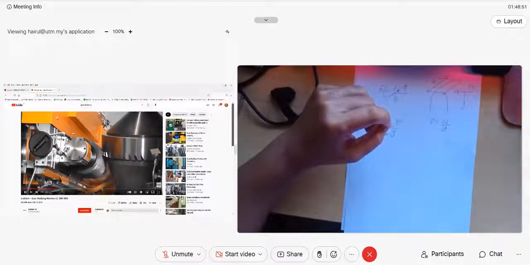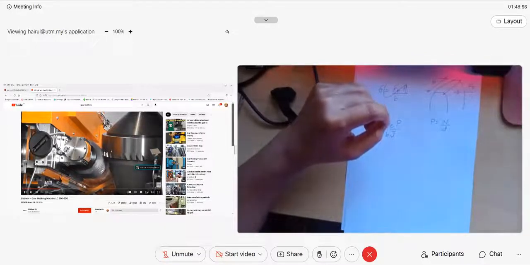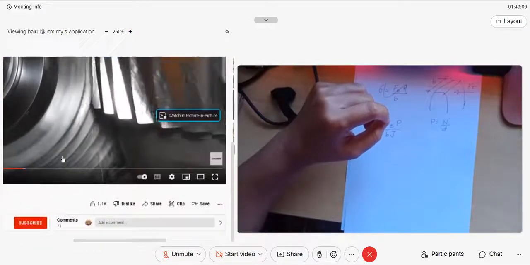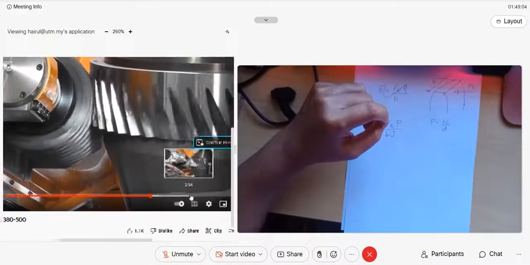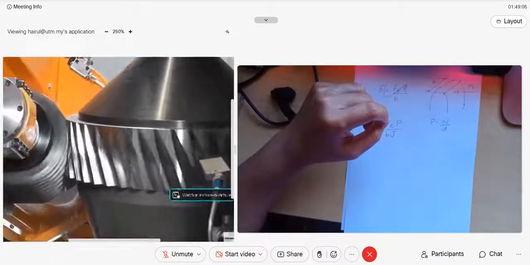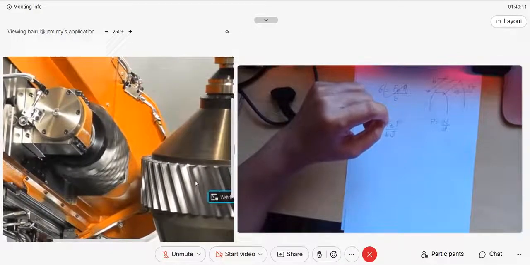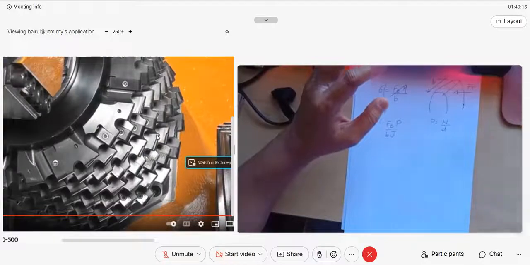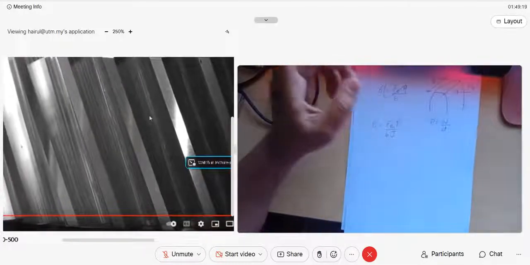Can you see? The blank is rotating and the cutter cuts until, at the end, it becomes a gear tooth. This is what we call the hobbing process. At the end they get this one, but this one is not a spur gear, it is a helical gear. The process is the same, hobbing, to make the helical tooth. Spur gear is the same. That's what we call hobbing, shaping the gear tooth.